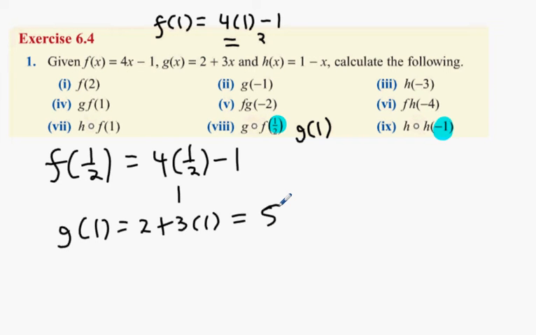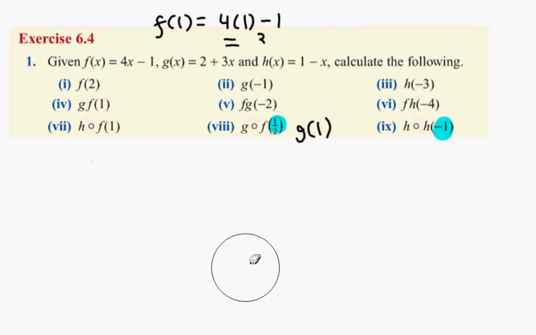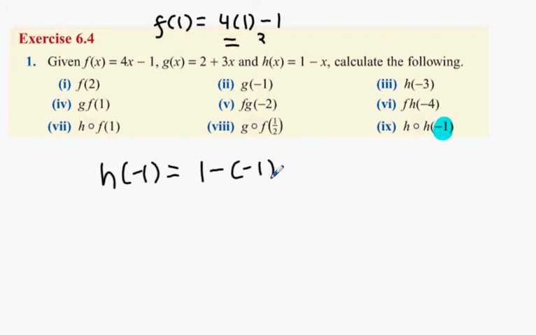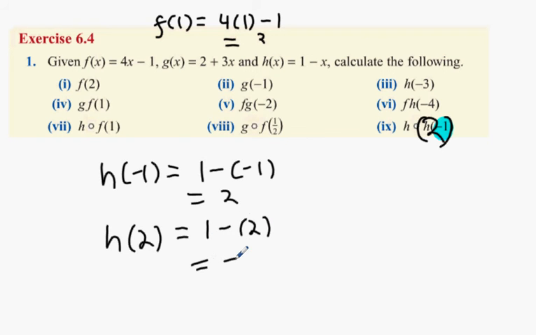Majority rules. Right, now the next one after that is h after h. And h after h is very easy again. It's h of minus 1, which means replace all x's with minus 1. So it's going to be 1 bracket, which gives me 2. So now that's going to turn into a 2. So now you're getting h2. h2 is 1 minus 2, and it ends up to be minus 1. Everybody right with that? Okay.